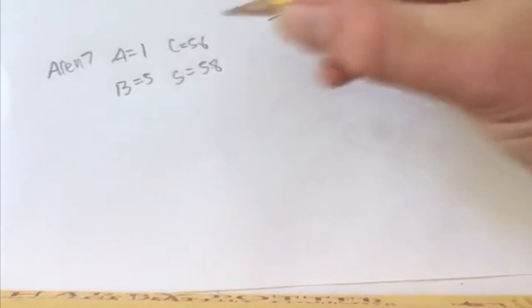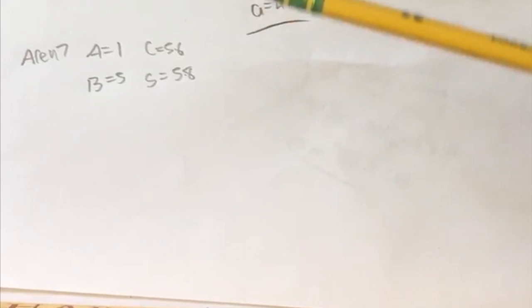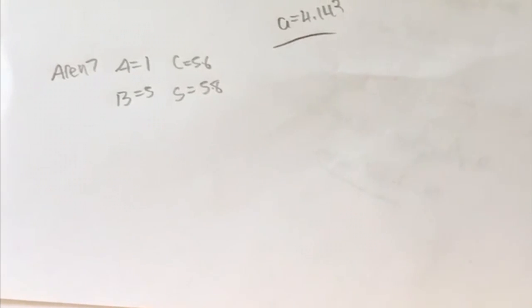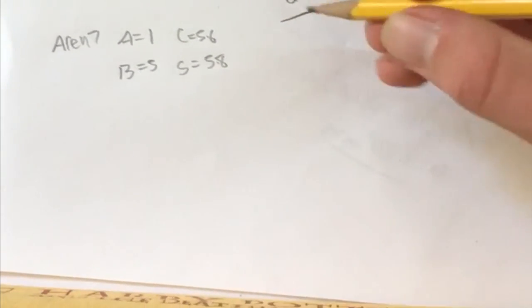Hey there, so we're solving for area 7 right now, and area 7 is again a triangle. This was the only rectangle that we had in the entire map, and the entire findings. All the angles that we found, or the shapes that we found rather, were all triangles except for one rectangle. So area 7: A equals 1, B equals 5, C equals 5.6.